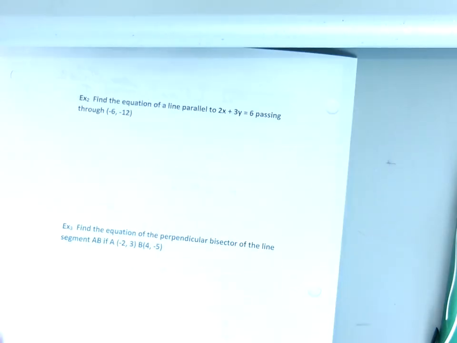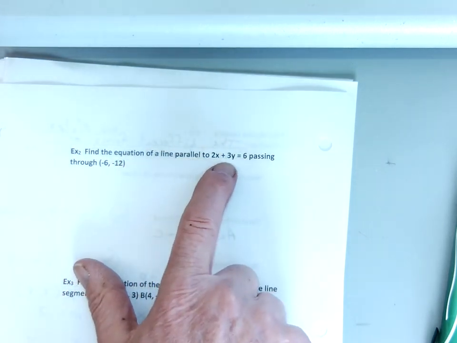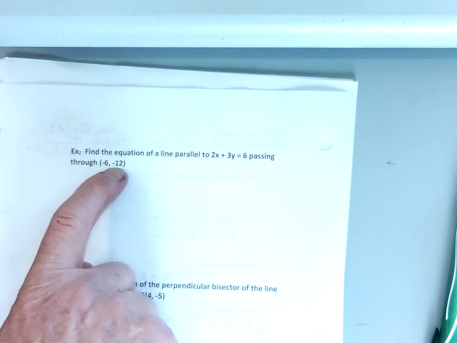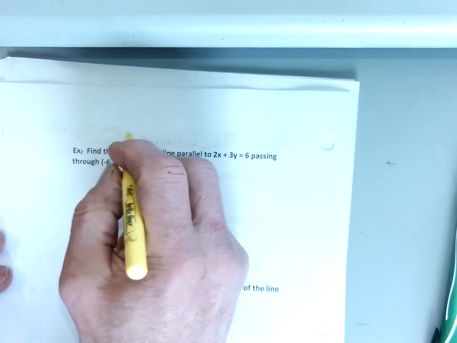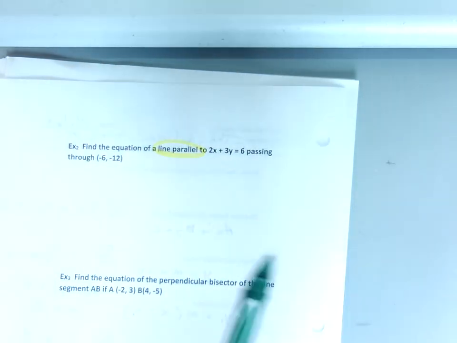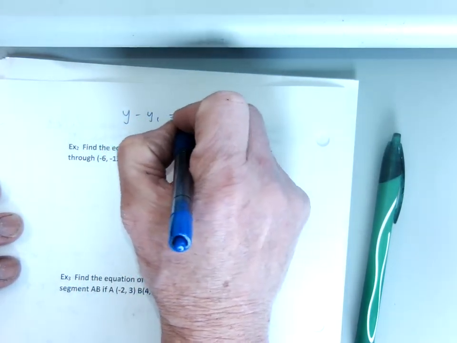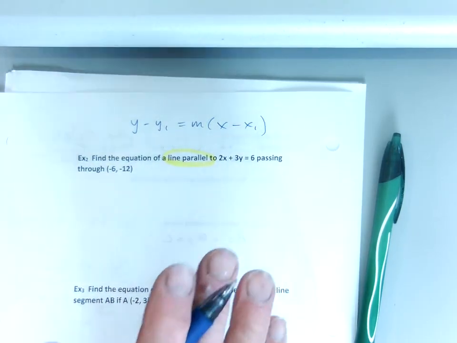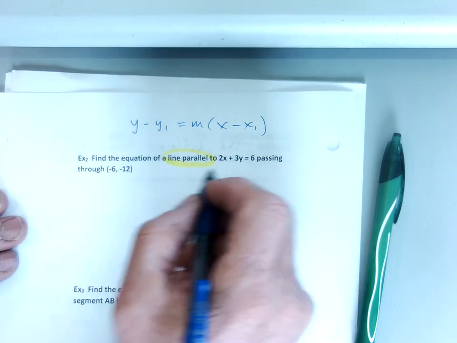So, example 2. Find the equation of a line parallel to 2x plus 3y equals 6 passing through (-6, -12). So what I need is the equation of a line, but it's got to be parallel. First of all, for parallel, I need a slope. So I am going to use the formula y minus y1 equals m times x minus x1, but I need to find the slope first. So let's find the slope.